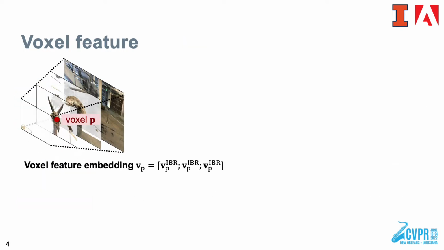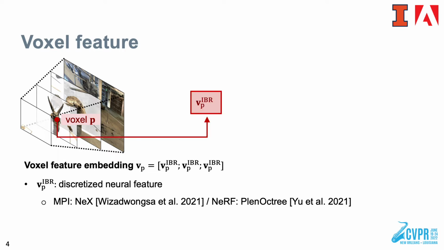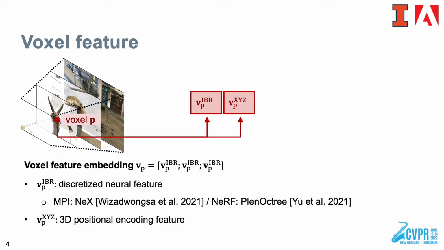To conduct 3D object selection with only sparse and noisy 2D user input, we construct an expressive voxel representation, VP, for each voxel in a neural volume. The voxel representation VP contains three components. First, a discretized neural feature extracted from the learned volume. Second, a 3D positional encoding of the voxel.